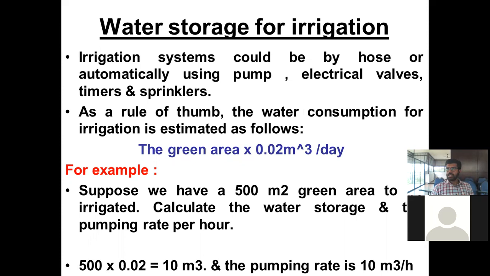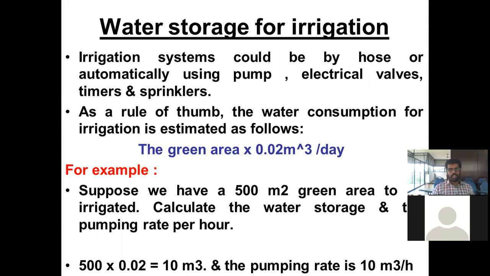You know, how much time in a day, that we can also adjust. So automatically, by using a pump, there will be solenoid valves and timers, and sprinklers will be there in the irrigation system, or we'll be having drip irrigation also. That is also by the cost of it. By drip, the water can be supplied to different areas.